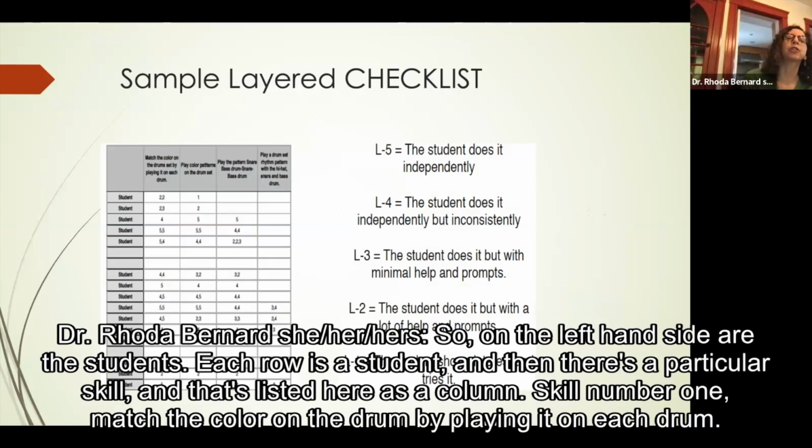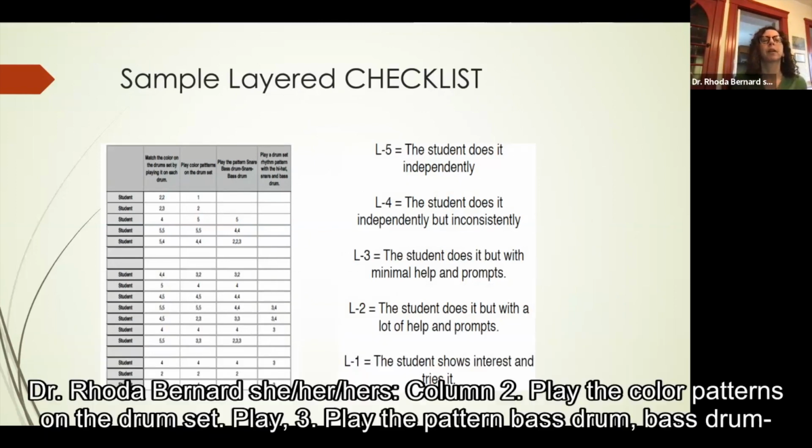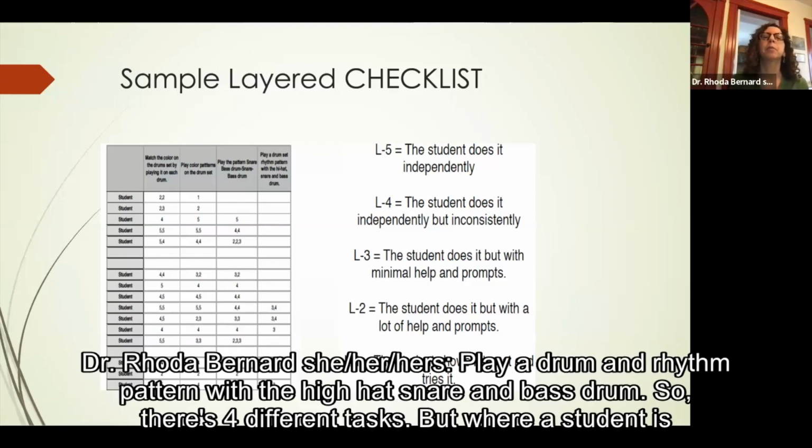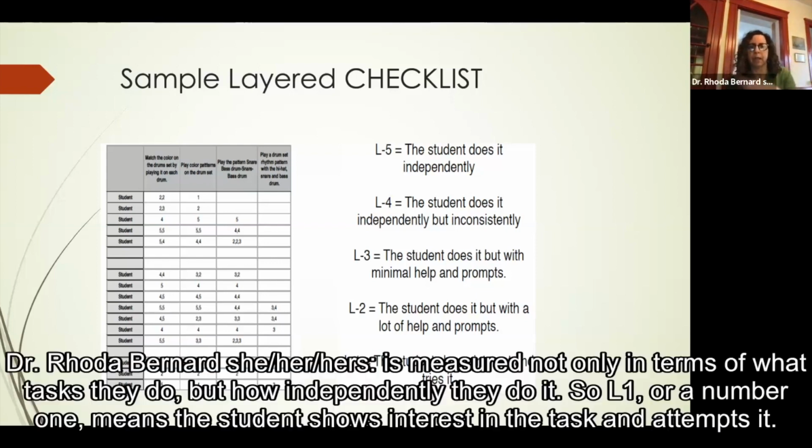Skill number 1, match the color on the drum by playing it on each drum. Column 2, play the color patterns on the drum set. Play 3, play the pattern, bass drum, snare drum, bass drum. Play a drum and rhythm pattern with the hi-hat, snare, and bass drum. So there's 4 different tasks, but where a student is measured not only in terms of what task they do, but how independently they do it.